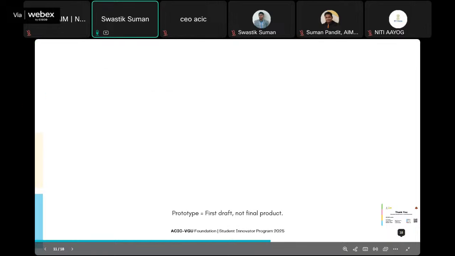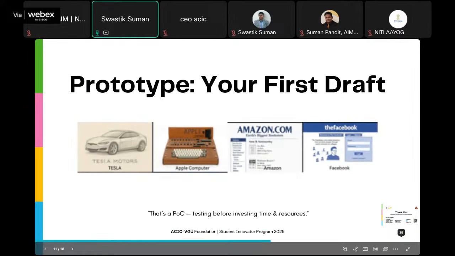Moving forward to our step, the prototype itself, we have a little bit of an example of how Tesla, Apple Computer, Amazon, and Facebook launched their first prototypes: by drawing on paper, by coding something for Apple, how Amazon started from book selling, and how Facebook got launched through their UI and UX design.